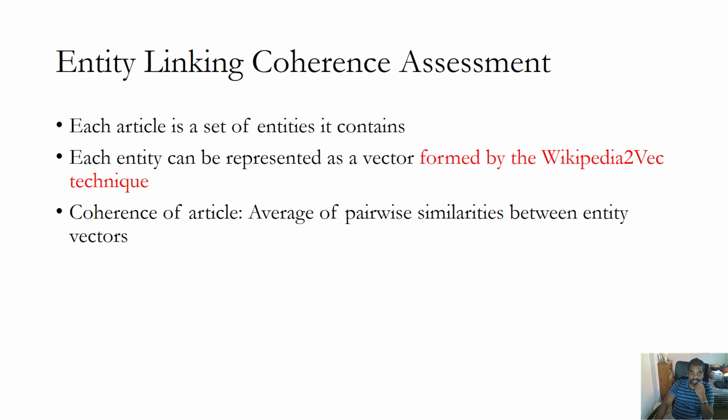And now coming to entity linking coherence assessment, the third method that we use, we don't consider each article as a set of sentences, but as a set of the entities it contains. So each entity can be represented as a vector formed by the Wikipedia2vec technique. So you identify entities within the article and you represent each entity as a vector formed by the Wikipedia2vec technique. And the coherence of an article is simply the average of the pairwise similarities between the entity vectors.